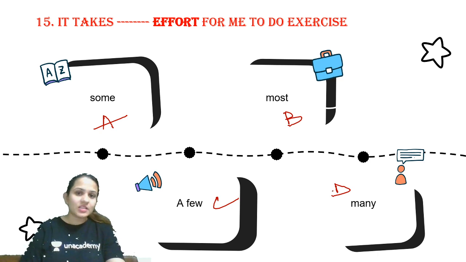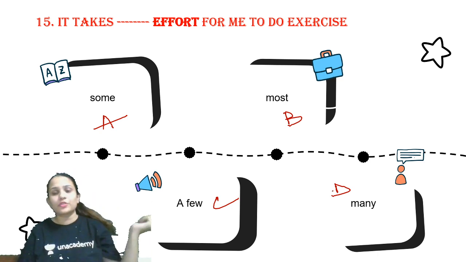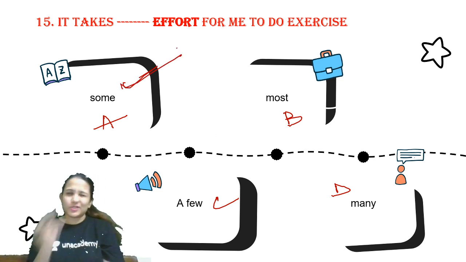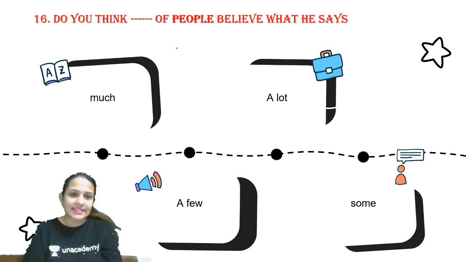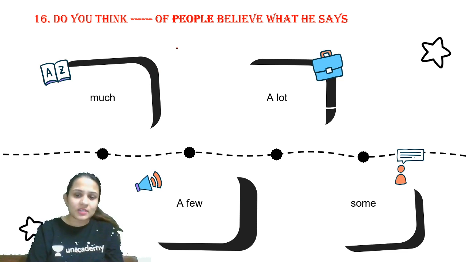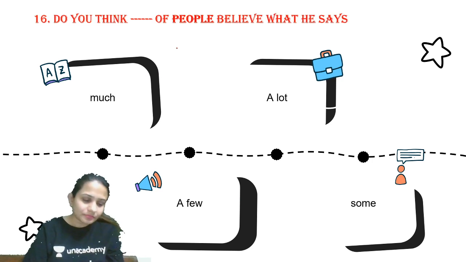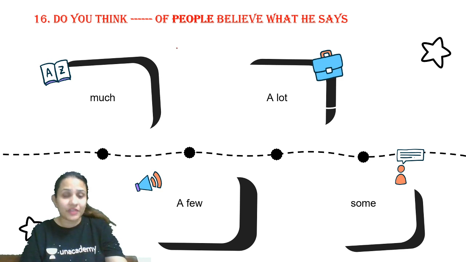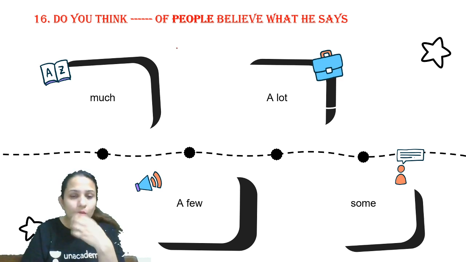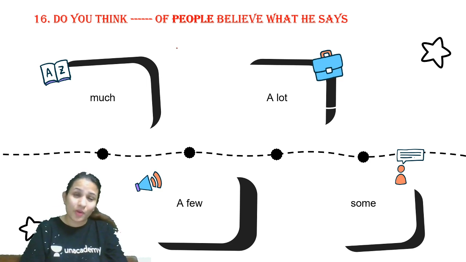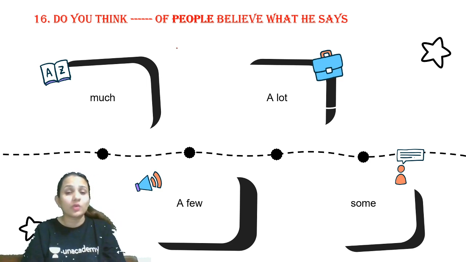It takes dash efforts for me to do exercise. Some, most, a few, many. And the correct answer is it takes some efforts. थोड़े से efforts लगते हैं to do the exercise. And no other options made sense. So yeah, some. Now we're done with 15 questions and 10 more to go. So I hope you have gotten at least 13 out of 15 right. If less than 13, then you really need to work hard.